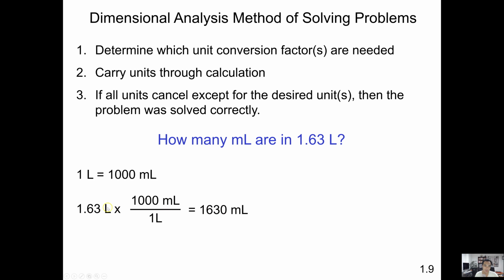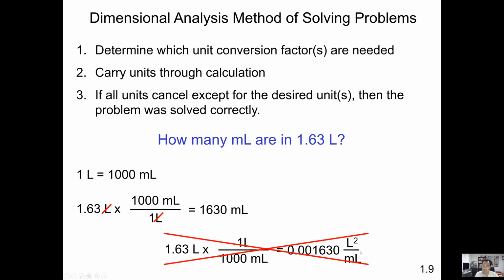So the L's cancel, and you're going to end up with the ml on top. 1.63 times 1000 gives you 1630. Cancel out the liters and you should end up with that. Your final answer should actually reflect the actual portion. So if I do the exact same thing the opposite way, I would end up with L² per ml, which is incorrect. So in this specific case, you can see that the conversion did not work.